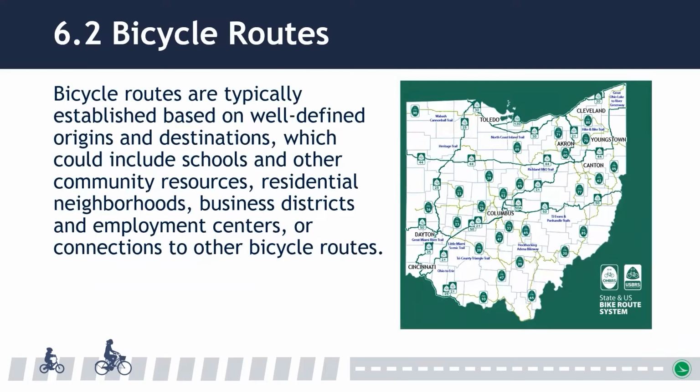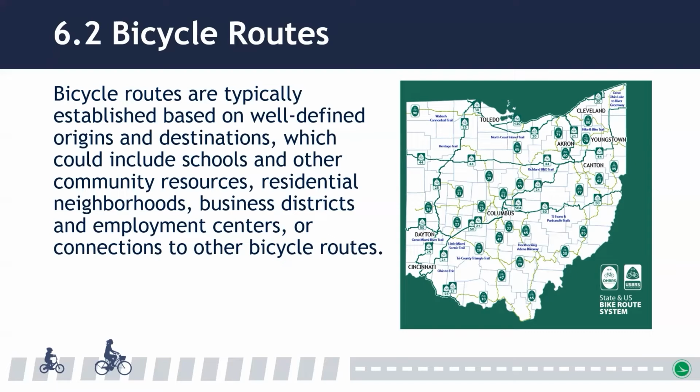This chapter begins with an overview of the different types of bicycle route networks, which include local and regional routes established by cities and local agencies, state bike routes established by Ohio DOT, and U.S. bike routes established by the American Association of State Highway and Transportation Officials, or AASHTO.